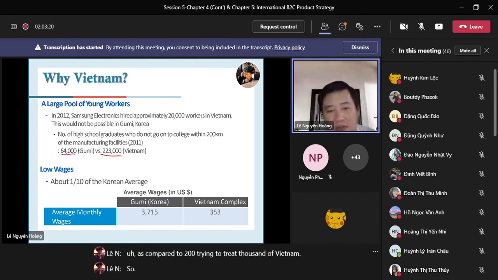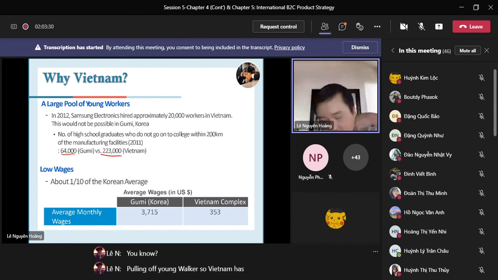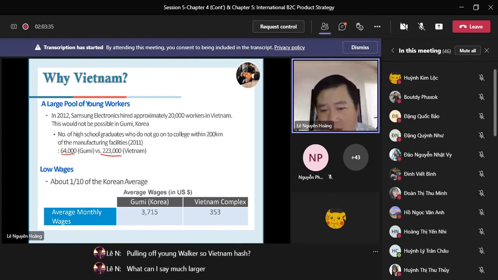So this information tells you a lot about the pool of young workers. Vietnam has a much larger but cheaper labor force. And how about the wage? Low wage.